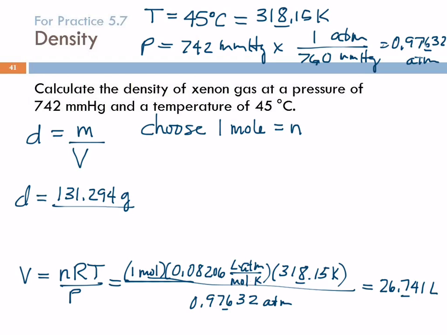So that's my volume that I'm going to plug in down here, 26.741 liters. 131.294 grams divided by 26.741 liters. This is my final answer. I'm going to round to 3 sig figs. 4.91 grams per liter.